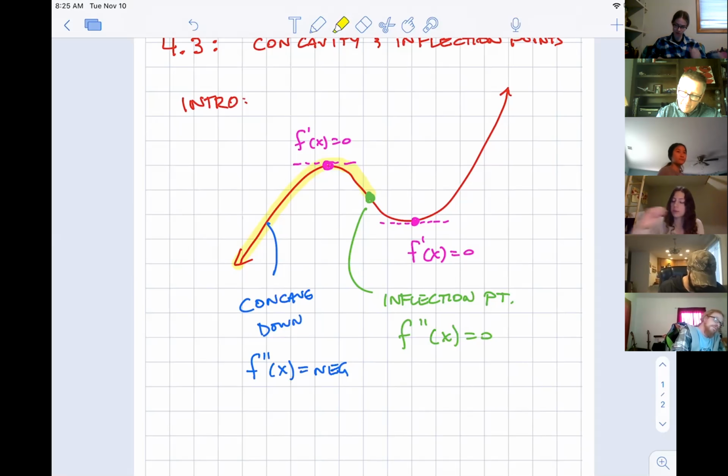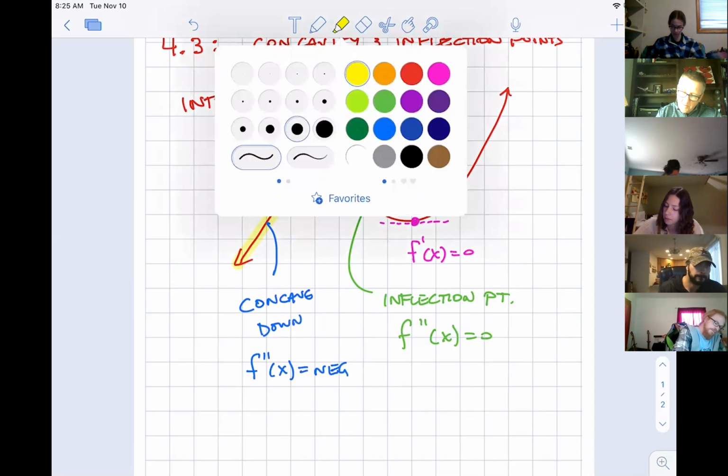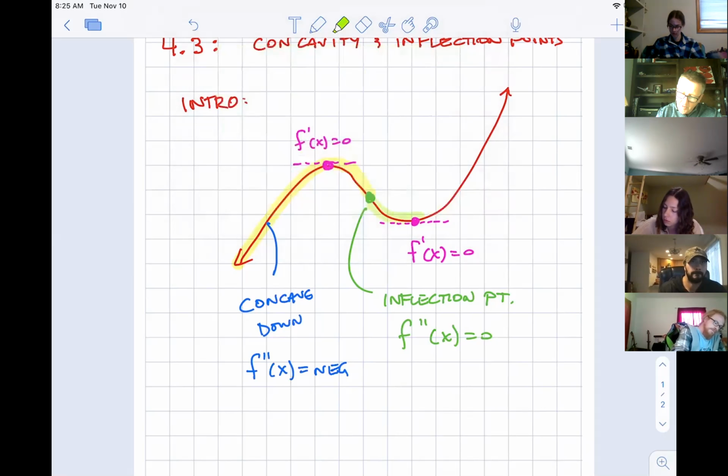Whereas if I go over to this wonderful section over here, where we are concave up, this would have a second derivative that is equal to a positive number. Any place in that green area.